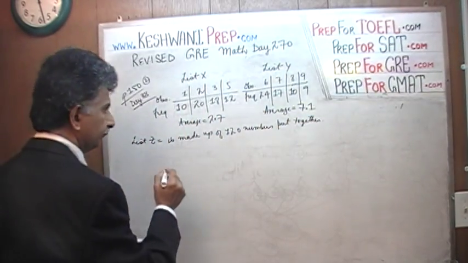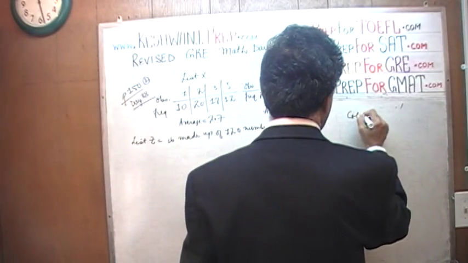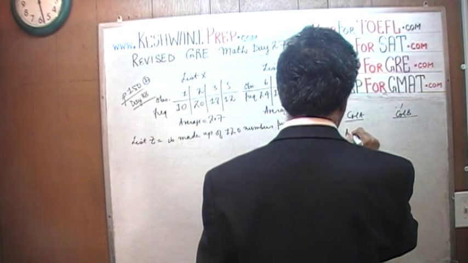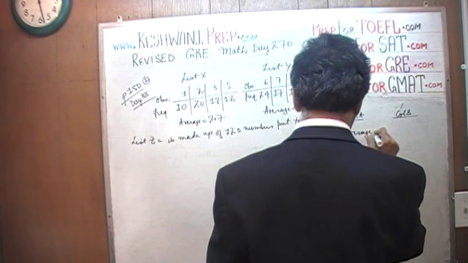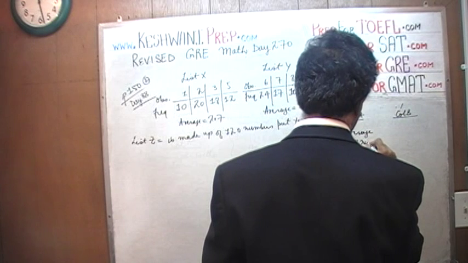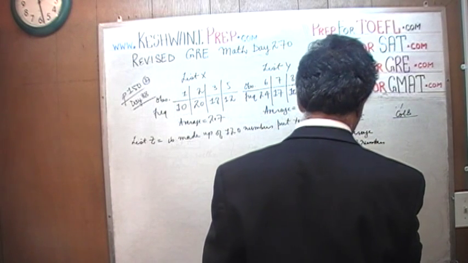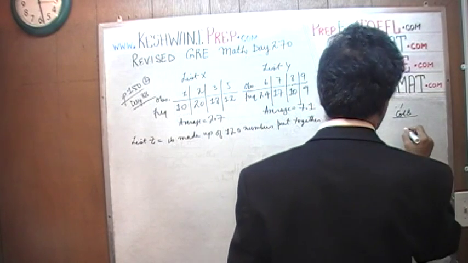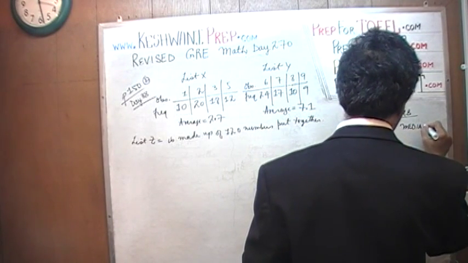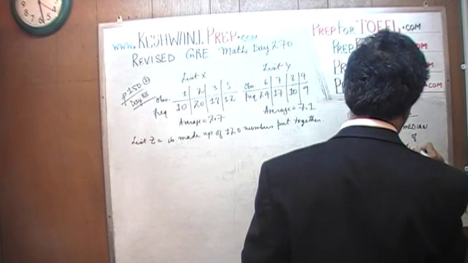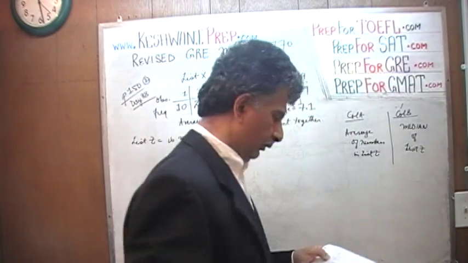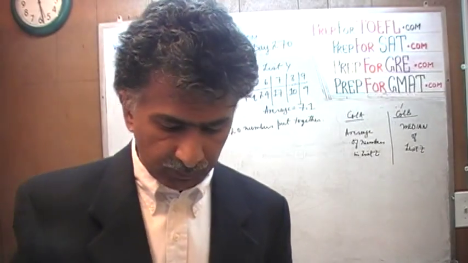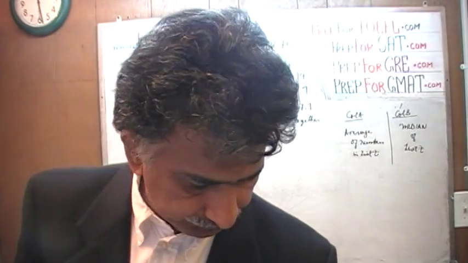And here's the question. Column A and column B. The average of numbers in list Z versus the median of list Z. Which one is bigger, average or the median? Now, first things first, how do we figure out the average of these 120 numbers?